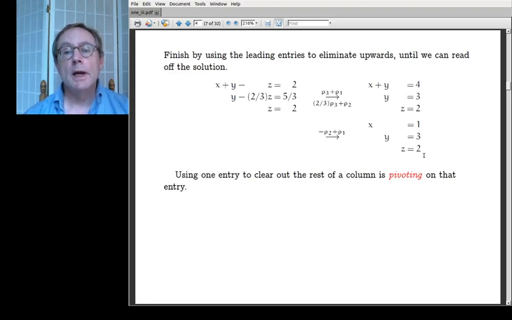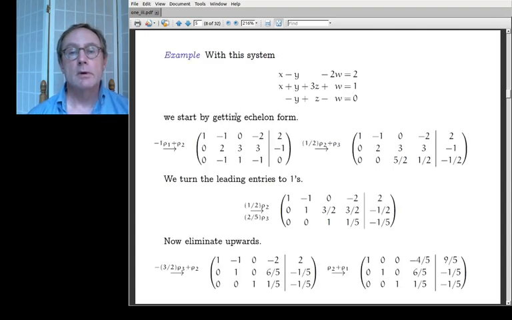So using one entry to clear out the entire rest of the column is called pivoting on that entry. So for example, I've cleared out the entire rest of the z column here, I've cleared out the entire rest of the y column, and I actually came to this screen with the x having cleared out the rest of the x column. It's called pivoting on that entry because of some geometry that we're not going to go into.